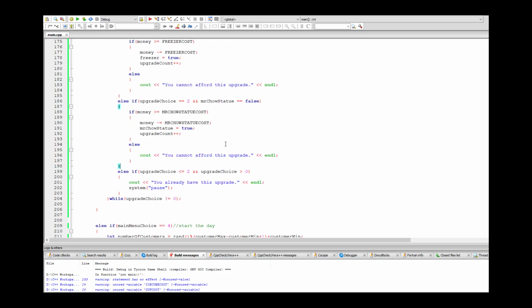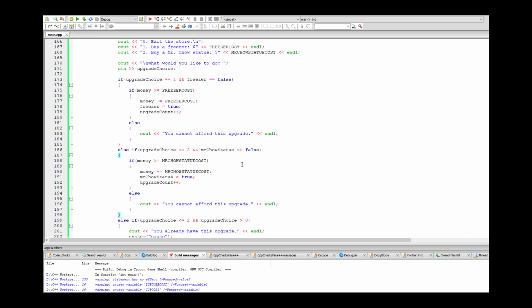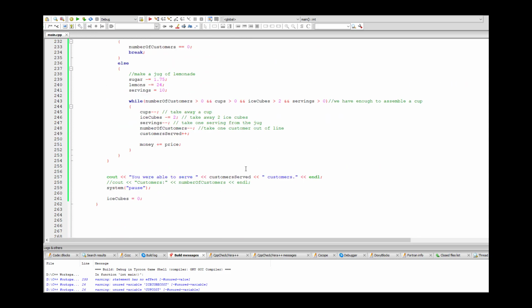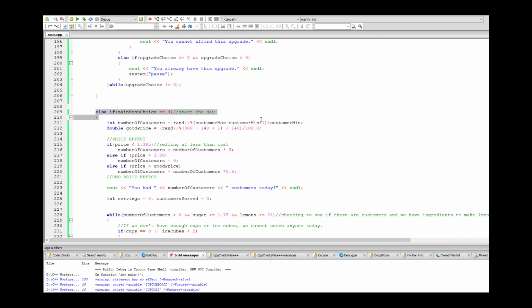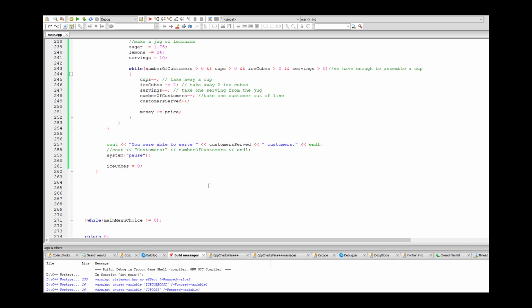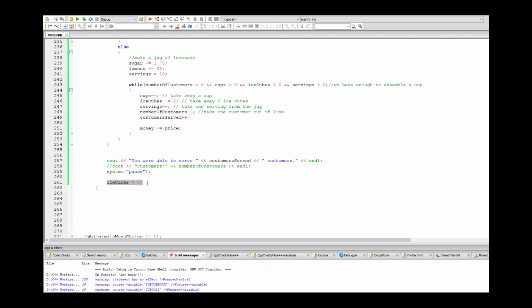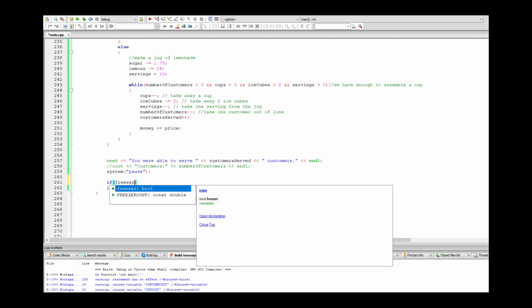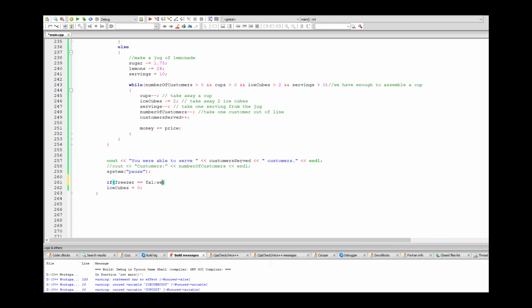Okay, now that that is all set, we can go and look and see what those things do. So at the end of the day, we're going to go into main menu choice 4. At the very end of the day, you can recall that we set our ice cubes to be 0. And what we'll do is say if the freezer is equal to false. So if you do not have the freezer, that's what that means. Freezer false means you do not have the freezer, then your ice cubes turn to 0.